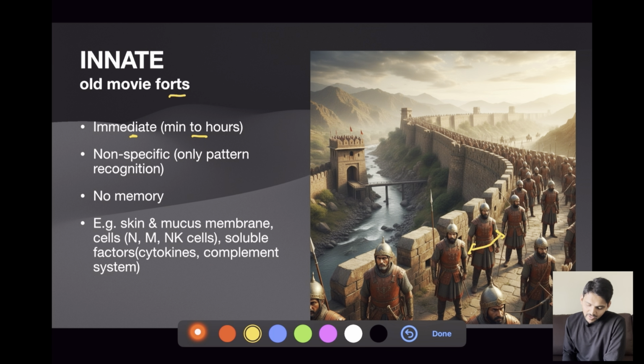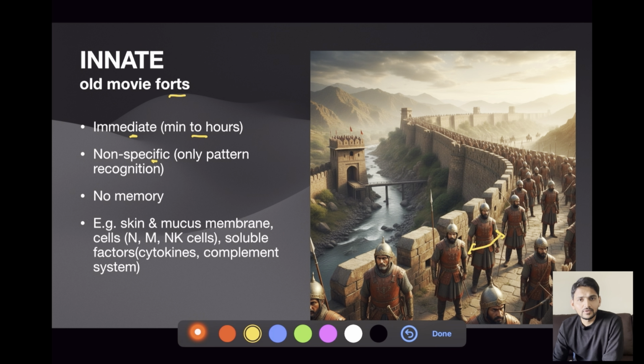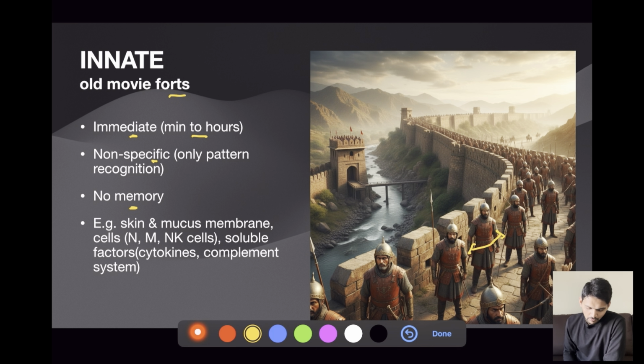But the response to the invasion by foreign objects or materials will be non-specific. In the sense, these soldiers are trained to recognize only some patterns, that's it. They are not very specific. This we will understand later. And one more thing is, there is no memory in this type of immunity. In the sense, they will not remember the antigens. So there is not much memory involved here.